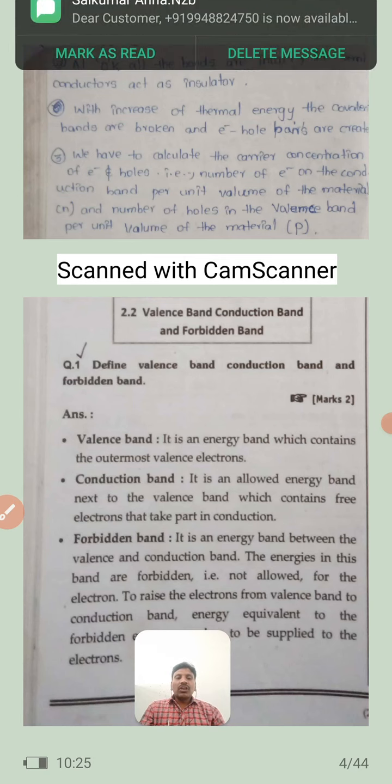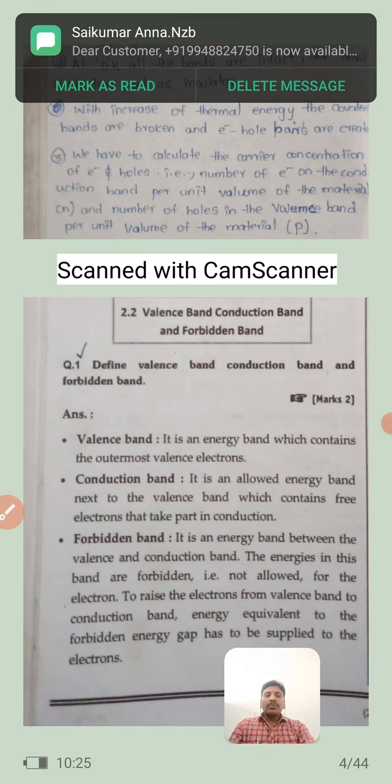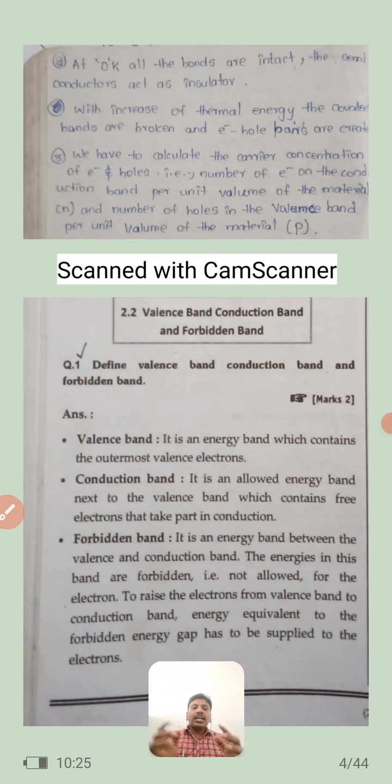The energy equivalent to the forbidden energy gap has to be supplied to the electrons.